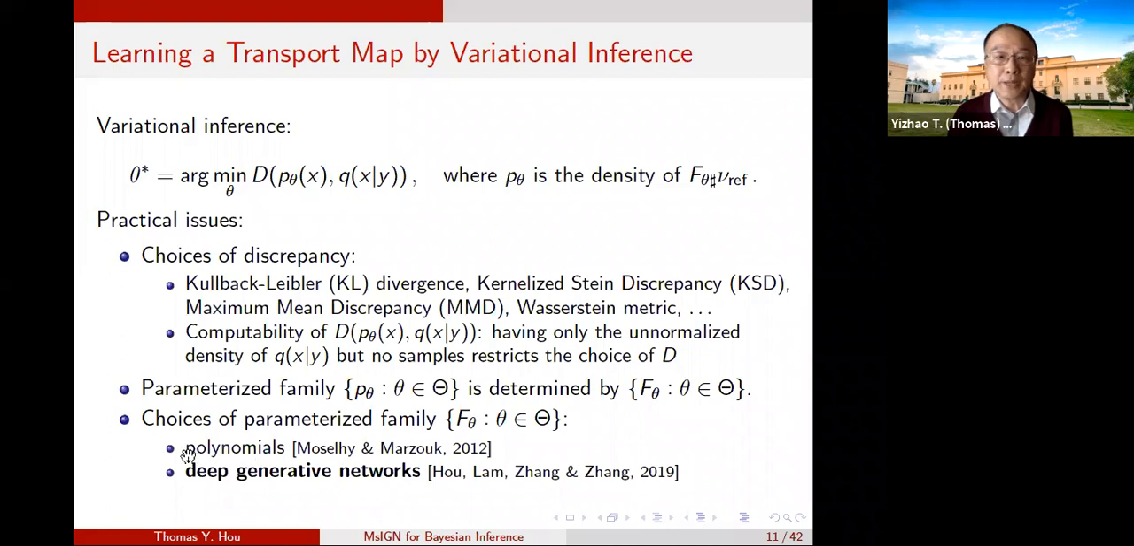All right, so I mentioned earlier that the transport map introduced by Marzouk uses a polynomial basis to characterize the map. In our previous paper, published last year in a special issue devoted to machine learning, we used deep generative networks. At the time we used the KL divergence, but we did not require the map to be invertible.